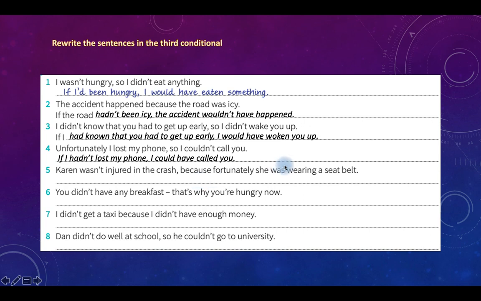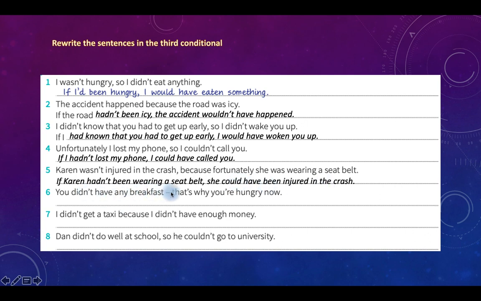Karen wasn't injured in the crash because fortunately she was wearing a seatbelt. If Karen hadn't been wearing a seatbelt, she could have been injured in the crash. Yeah, could have been. Could have. Yeah, we also can use it in the third conditional. So we are not sure. That's why we use could here. She could have been injured.